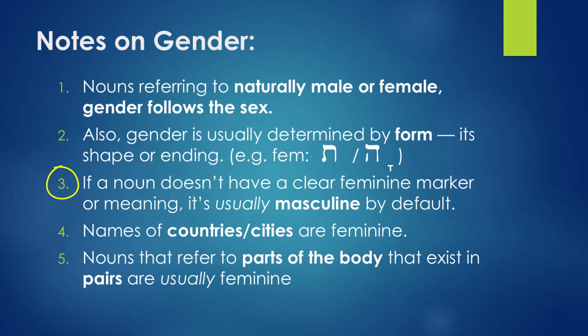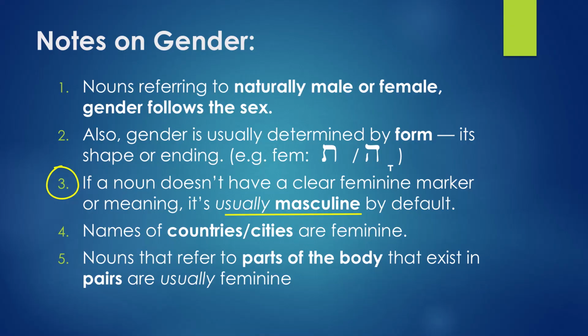Point number 3, we tell the gender by using default gender. Here's what we mean. If a noun doesn't have a clear feminine ending or marker, it's usually going to be masculine by default. Let me say that again. If a noun is not having a feminine marker or meaning, that noun is usually going to be masculine by default.